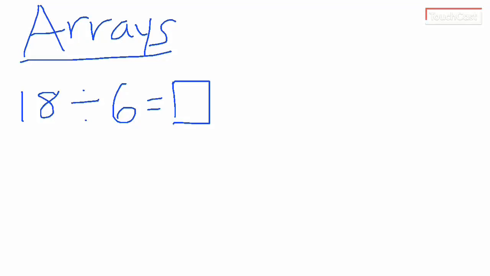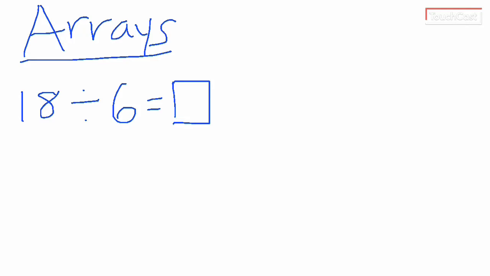Today we're going to go over our division strategies, and the first one that I'm going to go over is our arrays. Now, I already wrote out the problem. We have 18 divided by 6 equals blank. Now, remember, division and multiplication are the opposites.